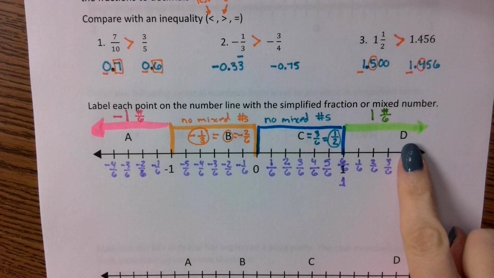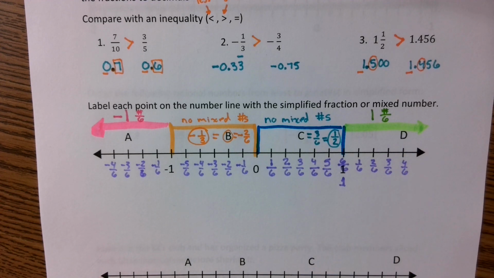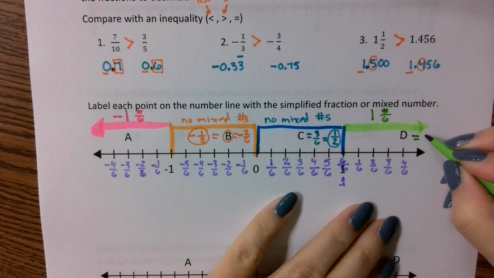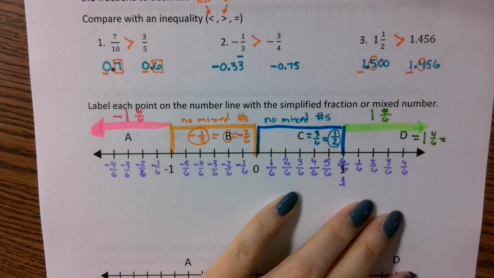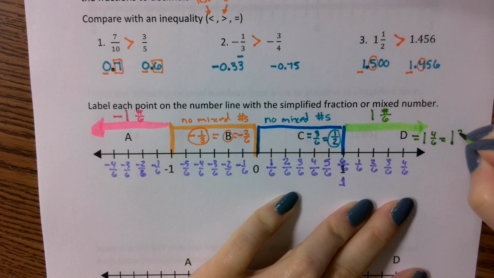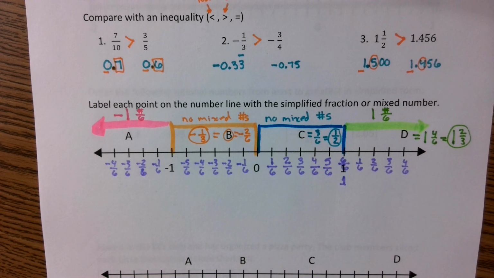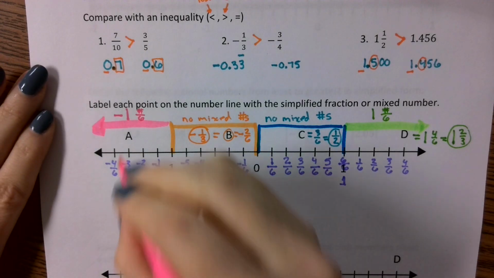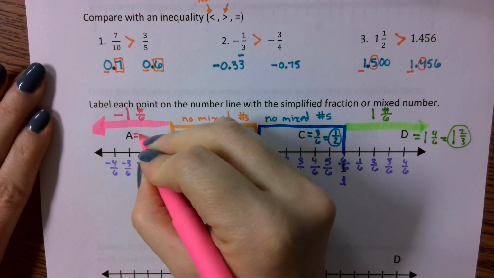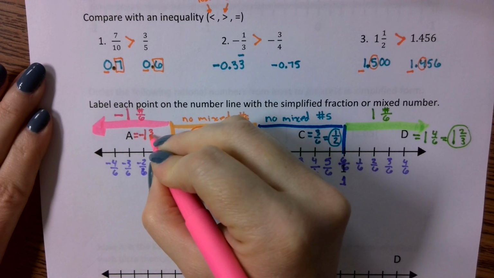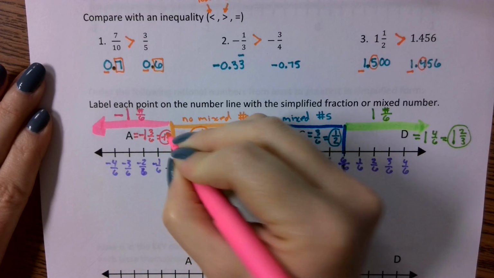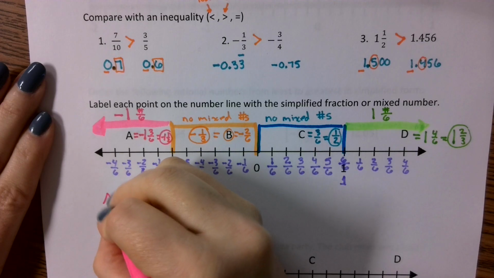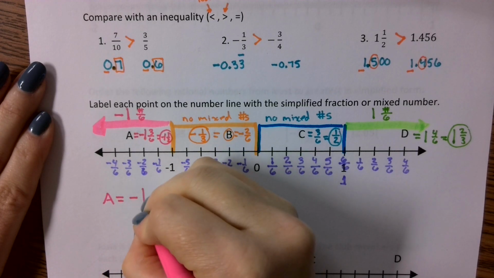Okay, so when we're taking a look at D, again, it's going to have a whole number of a 1 and then the 4/6, which could then simplify to 1 2/3. Okay, same thing for A. A is going to have a -1, and it's at 3/6, which would simplify to -1 and 1/2. And I'll write that stuff bigger here. So the value of A is -1 and 1/2.